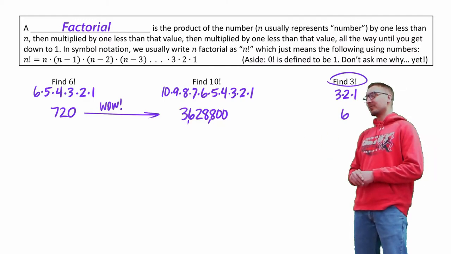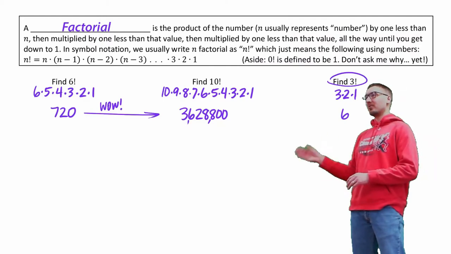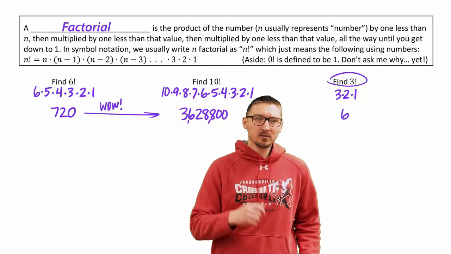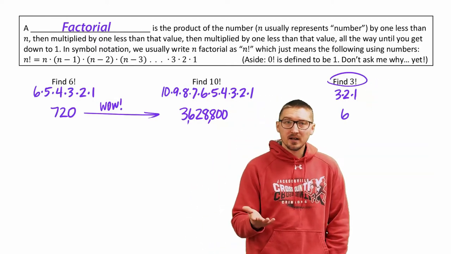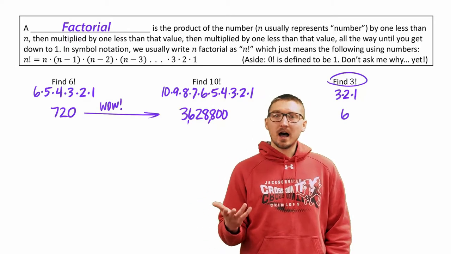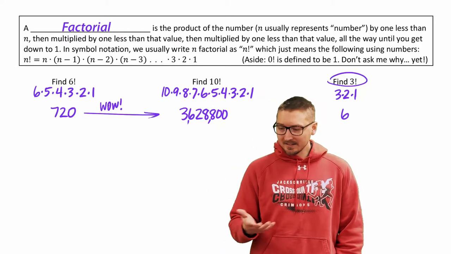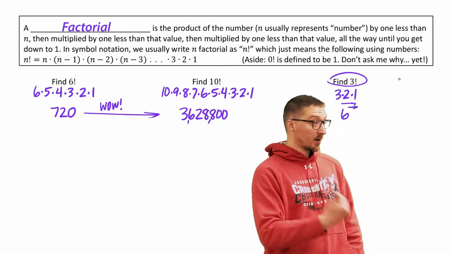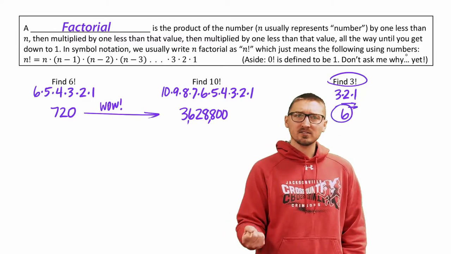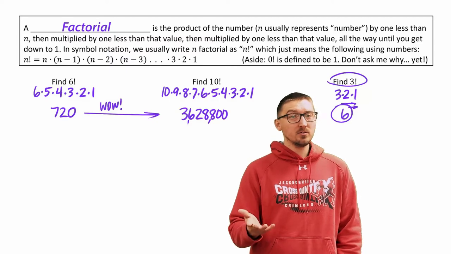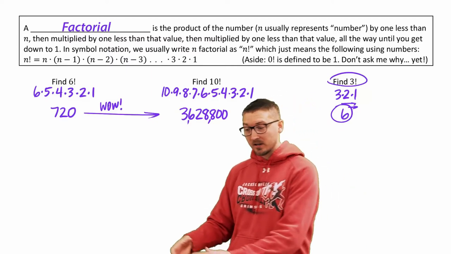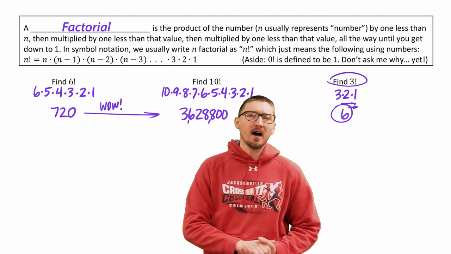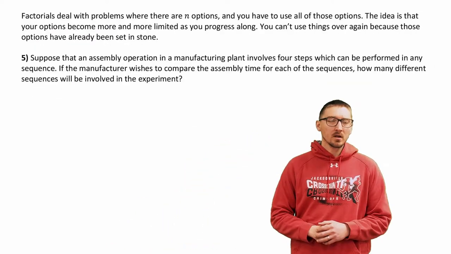3 factorial, 3 exclamation point, very easy. 3 times 2 times 1, which is just 6 in the end. And so factorials deal with problems when there are n options, and you have to use all of those options up. And the idea behind that is that as you use more and more options, as you progress along, there are less and less things left over to multiply by. And you can't use those things again because they've already been set in stone. They've already been used. And so let's look at 5. 5 will emphasize this point.